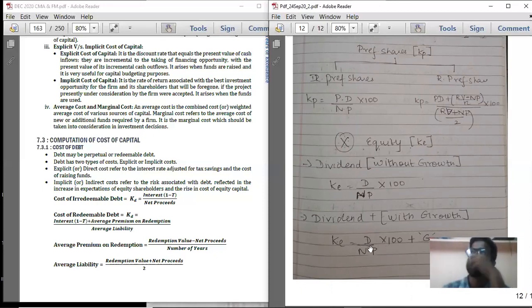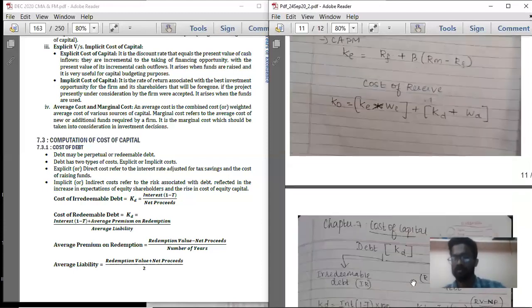Suppose for 10,000 equity shares of 10 each, for 1 lakh rupees, you are getting a dividend of 10%. So 10,000 is the dividend, divided by net profits of 1 lakh. 10,000 divided by net profits into 100, you will get 10%. If growth is 4%, then 10 plus 4, that is 14%, is the cost of equity. That's all. Dividend with growth: KE, that is cost of equity, is equal to the same dividend divided by net profits into 100, within bracket, plus G. G is nothing but growth.